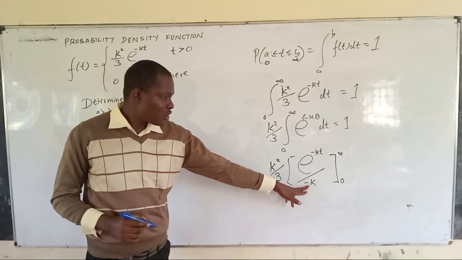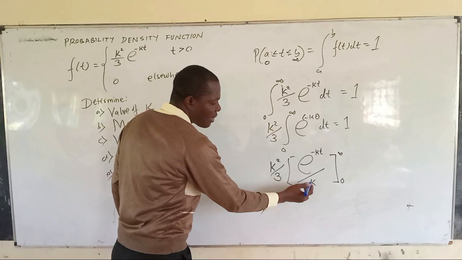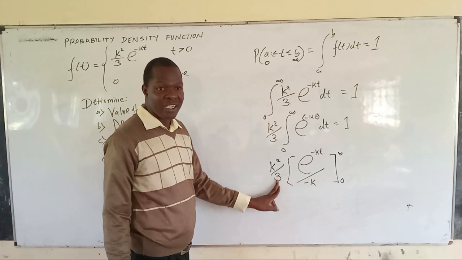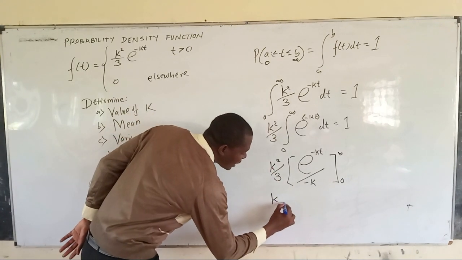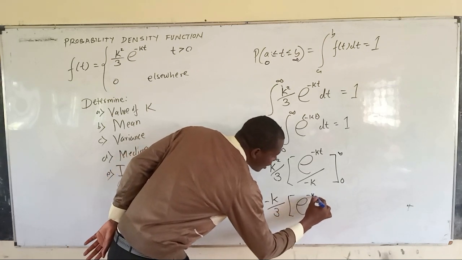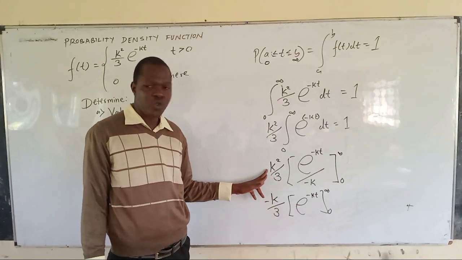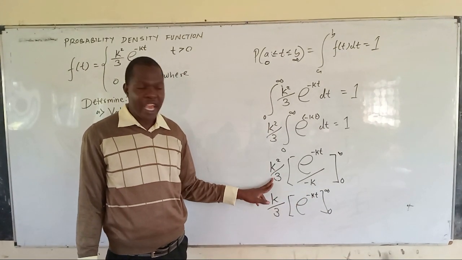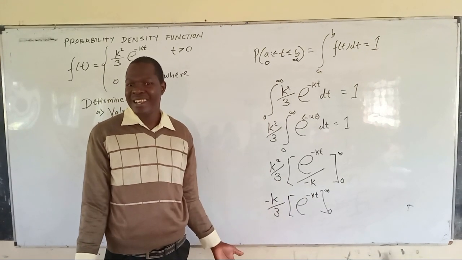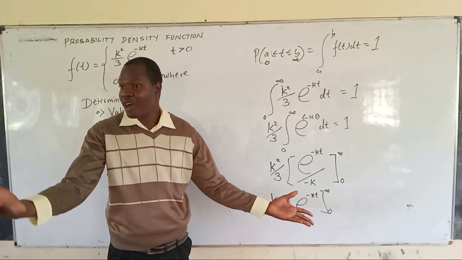So factorize out negative k. You will have k squared, and negative k is in the denominator, so it is negative k times 3 in the denominator. So what will you remain with there? Negative k over 3 into e^(-kt) from 0 to infinity. Remember, this k cancels with one k, you remain with k over 3. Then with the negative coming out, negative k over 3.